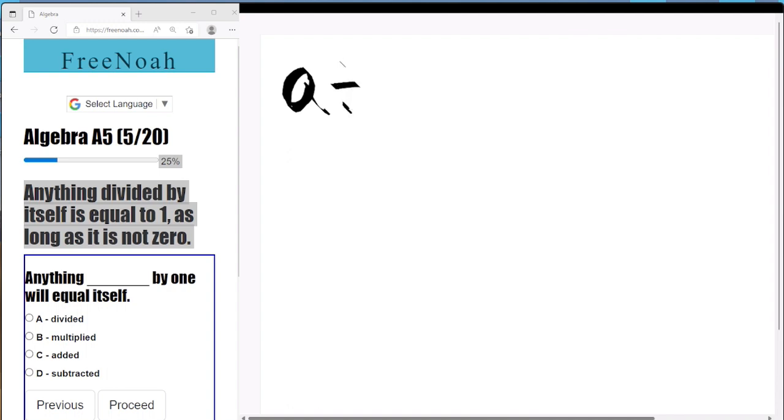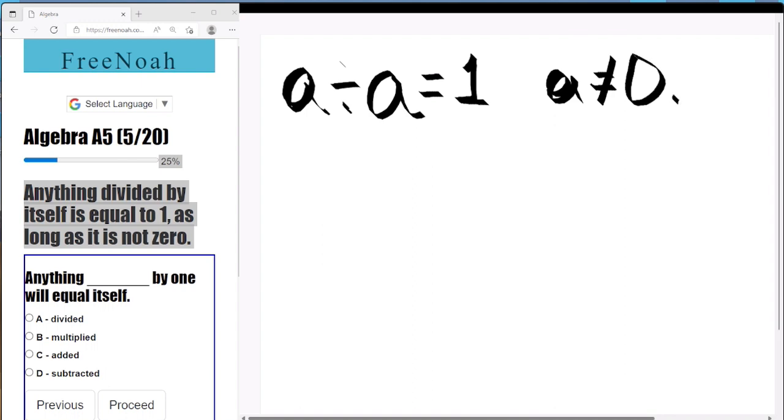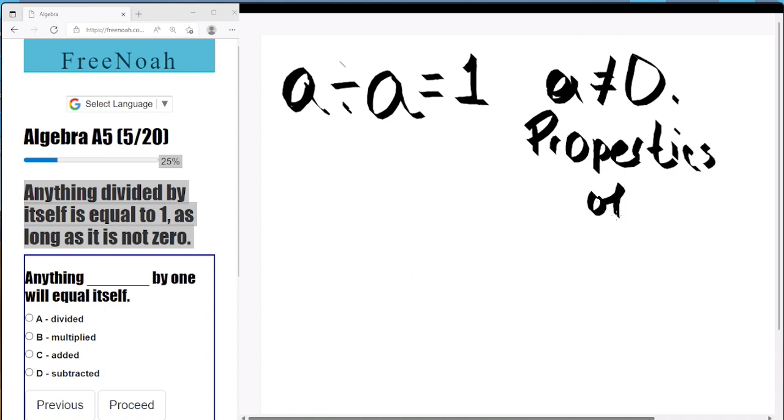So there are rules to dividing. Order is important, right? And the first property states that a divided by a, any number divided by itself, will equal 1, just as long as a does not equal 0. Because then it contradicts another general property of division, which is anything divided by 0 is undefined.